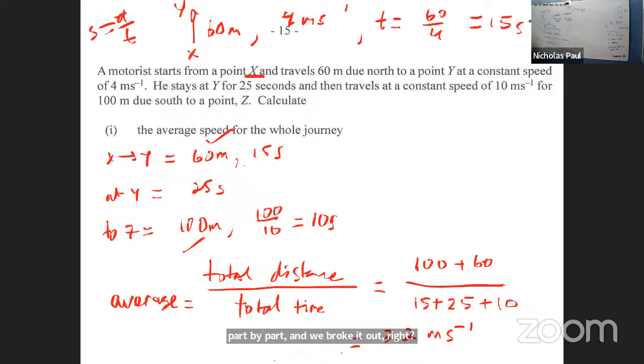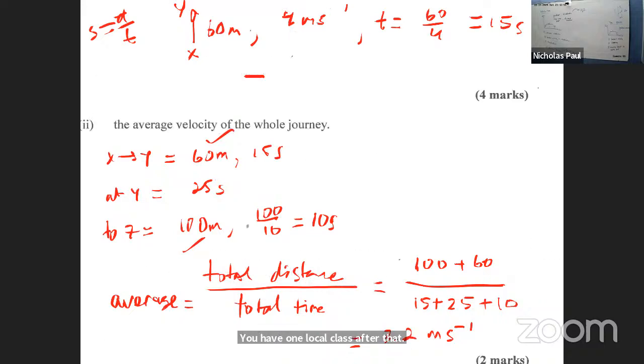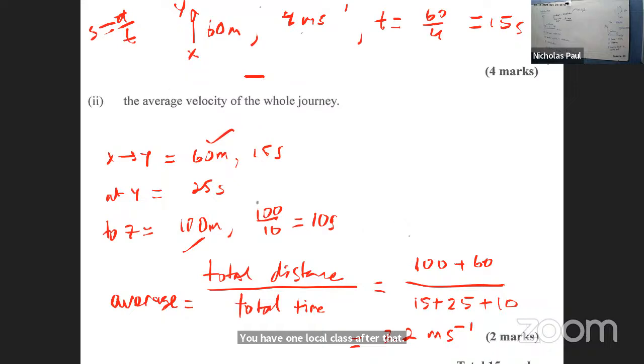You have one more part after that. They ask for average velocity after. Try that, please. It's a little bit trickier. Find the average velocity.